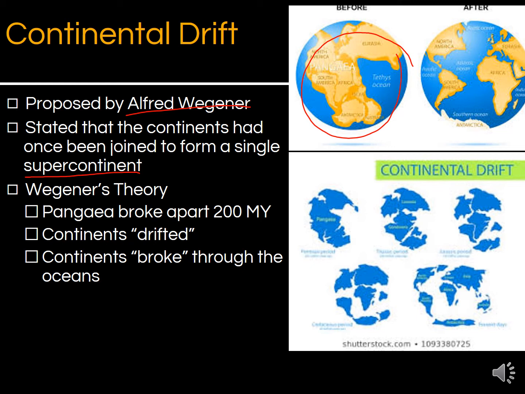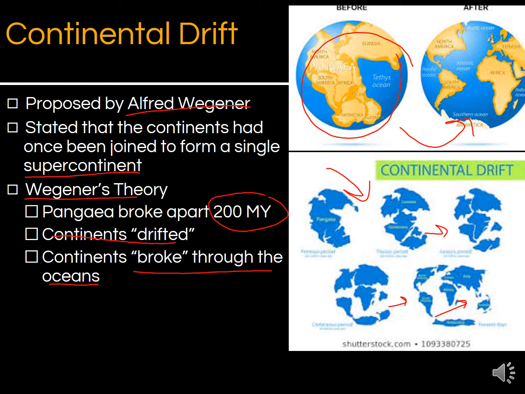So his theory said, hey, Pangea, when we was one big continent, broke apart 200 million years ago. So now it looks like this. Well, if you really put the pieces together, we look about right. We kind of just spread it apart. So it says that we drifted. Continents broke through the ocean. There's different periods to how we are now, but it was basically stated that we were always one. And again, that's called Pangea, under Wegener's theory.